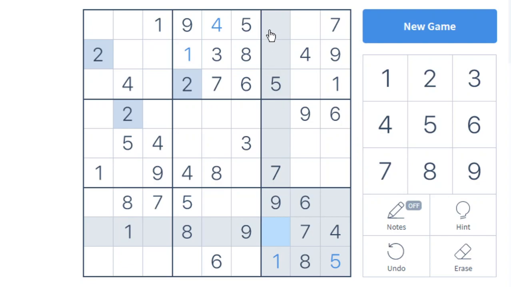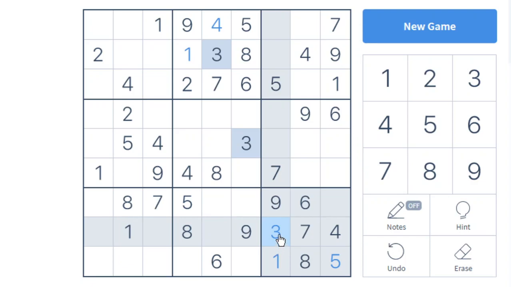If we put a 2 anywhere in this column, that would mean that we can't have a 2 here. If we put a 3 anywhere in this column, that would mean we can't have a 3 here. So let's put a 3, and we get that. But what was our logic for that?